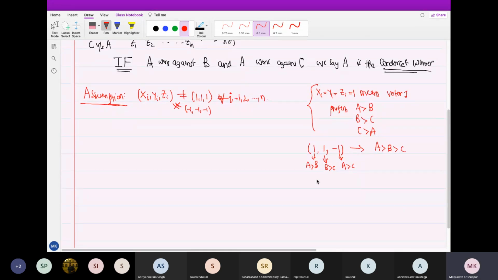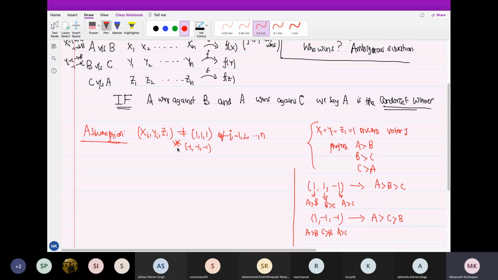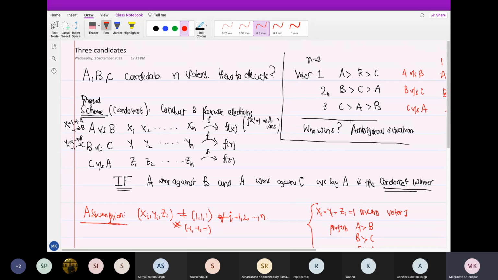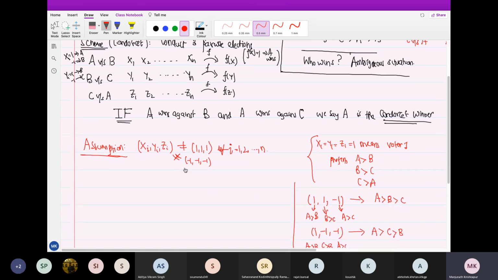Similarly, if you have (1, -1, -1), it means A is preferred to B, and C is preferred to B, because B versus C is -1, and in C versus A it's -1, so A is preferred to C. So who is most preferred? A is preferred to C, which is preferred to B. You can check, these are all the possible cases, with 2 pluses or 2 minuses. So you consider all other tuples to be unambiguous orders of preference. So we will assume that xi, yi, zi does not have this ambiguity. Is this assumption okay? Any questions about it?